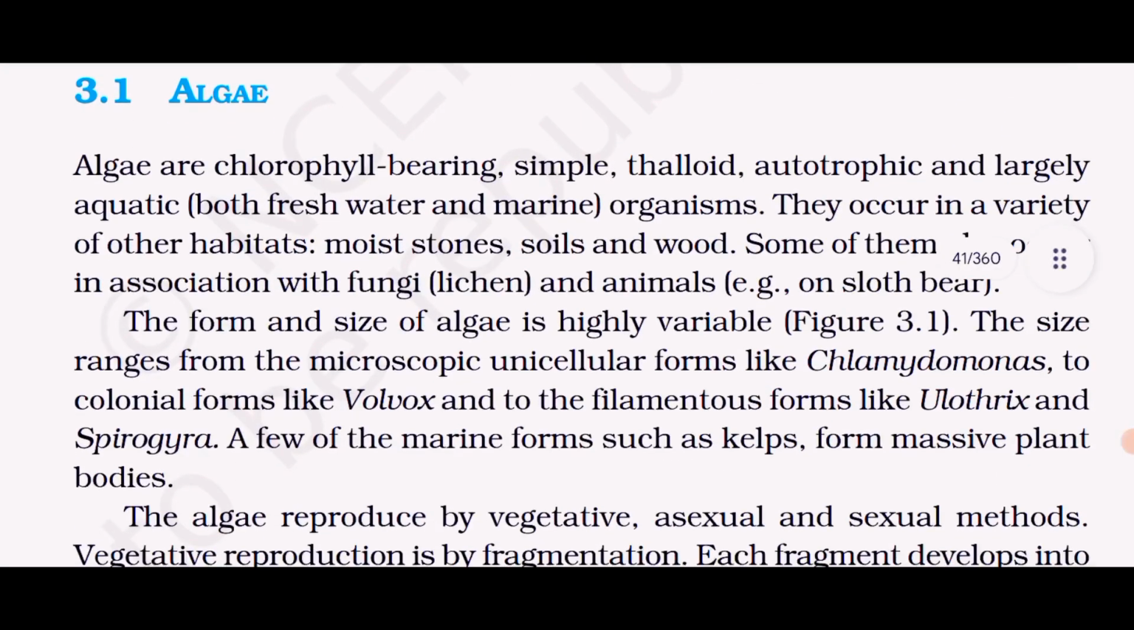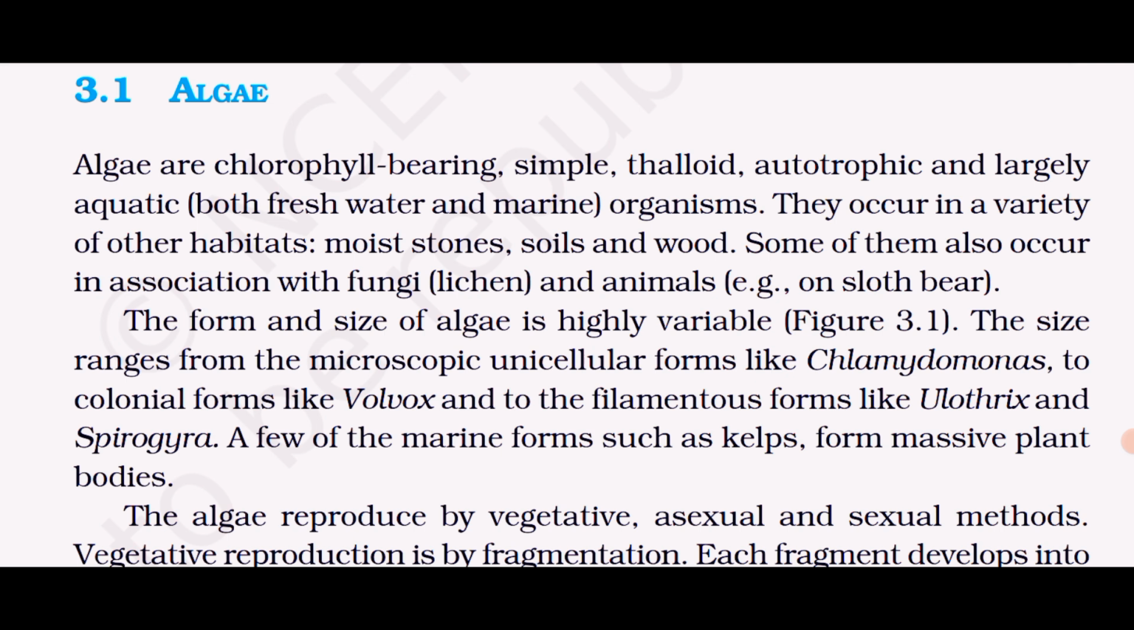3.1 Algae. Algae are chlorophyll-bearing, simple, thalloid, autotrophic, and largely aquatic, both freshwater and marine organisms. They occur in a variety of other habitats: moist stones, soils, and wood. Some of them also occur in association with fungi, called lichen, and animals, e.g., on the sloth bear.